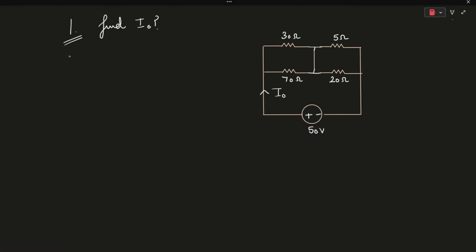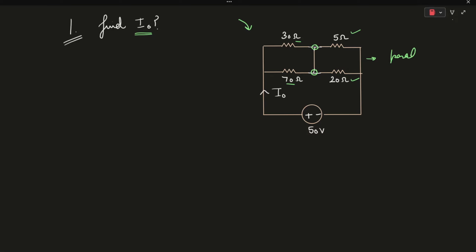In this tutorial, we are going to solve some problems based on voltage and current division. The first electrical circuit is this one, and we need to find the value of I naught. In this circuit, you can see that these two nodes are basically similar, so the 30 ohm resistor and 70 ohm resistor are both connected in parallel. Similarly, the 5 ohm resistor and 20 ohm resistor are also connected in parallel.